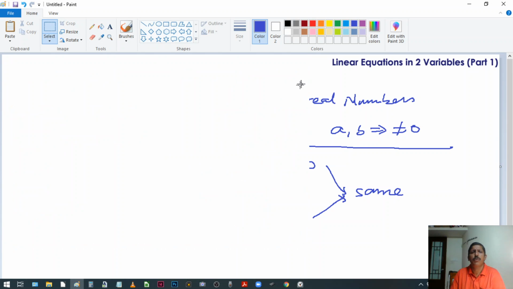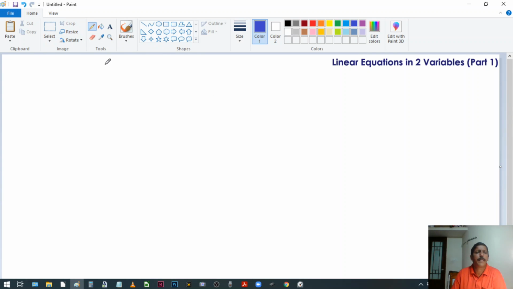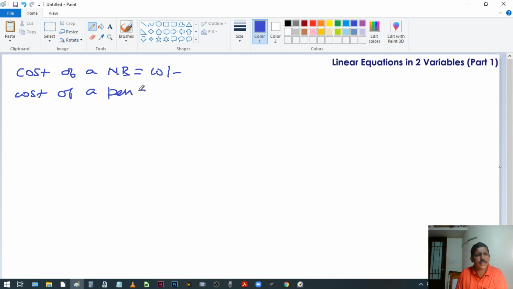Now we take an example of a notebook. The cost of a notebook is 10 rupees, and the cost of a pen is 5 rupees. Now looking at this, can we say one notebook is equal to 2 pens? See, the cost of a notebook is 10, so let me put 10 here. And what is the cost of a pen? It is 5. Is it right?